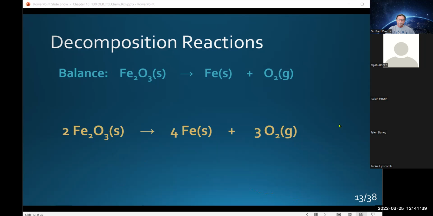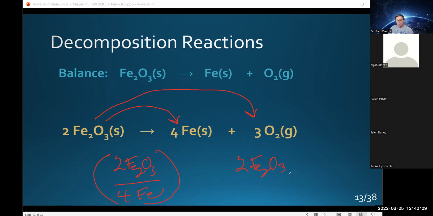And again, keeping track of the relationship between reactants and products. The relationship here is 2 iron 3 oxides for every 4 irons. Okay, 2 to 4, or isn't that a 1 to 2, right? Then this relationship over here, or I can invert it to make the other one, but I got the other relationship, 2 iron 3 oxides to 3 oxygens. It's another relationship, or I can invert it. The same is true here. Invert it, depending on what I'm trying to calculate.